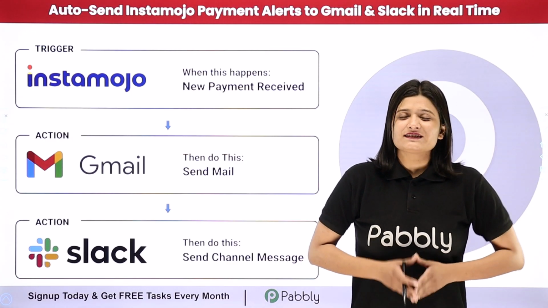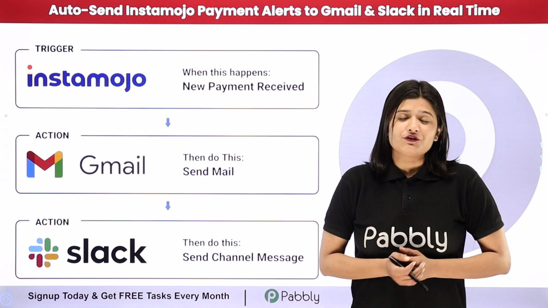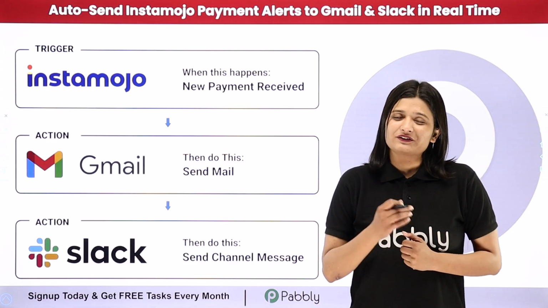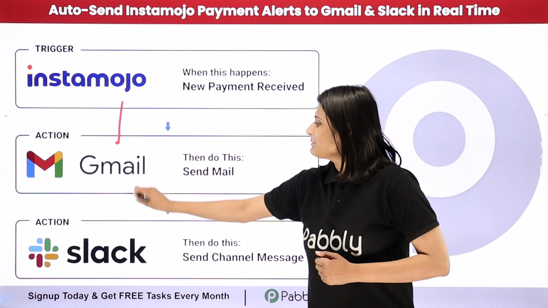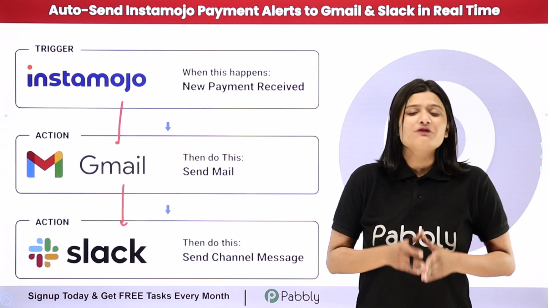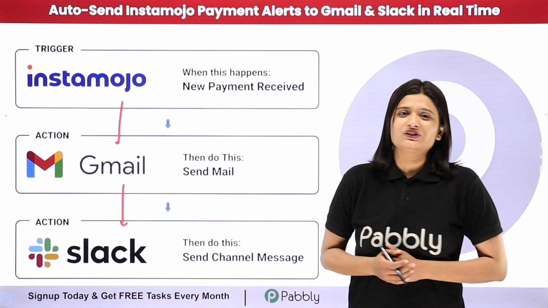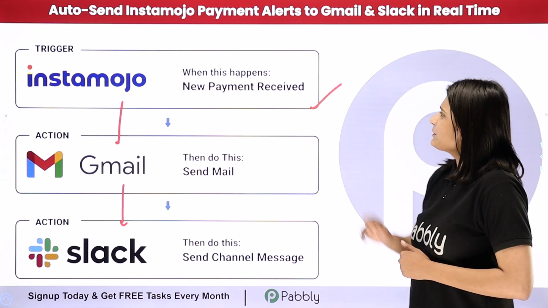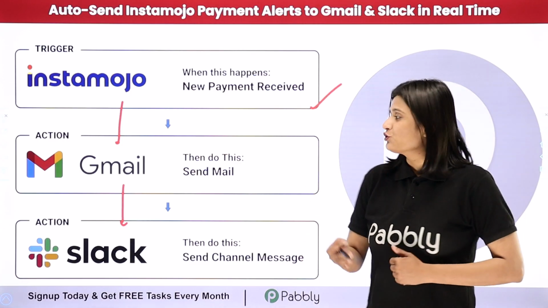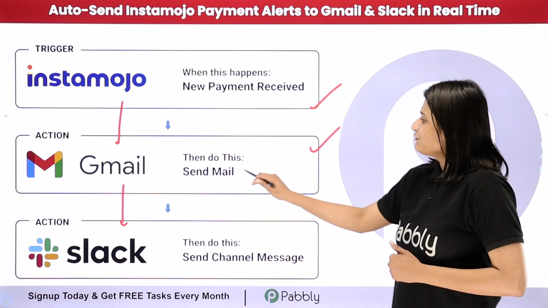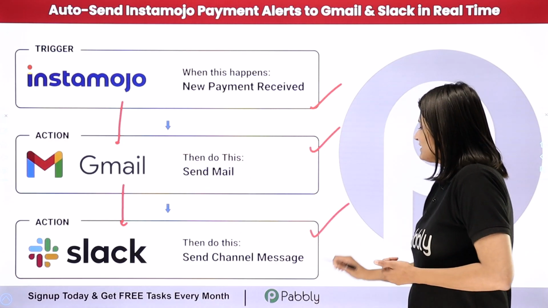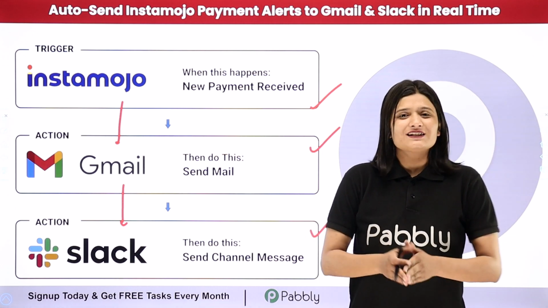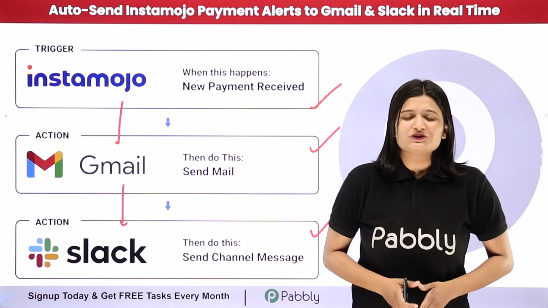So Pabbly Connect is an amazing automation and integration software which requires no coding or programming skills. Here I just need to build connection between Instamojo, Gmail and Slack. With the help of Pabbly Connect, I'm going to build this connection in such a manner that whenever I'm going to receive a new payment in Instamojo, I'm going to send the payment confirmation to my customers using Gmail, and then to my team, I'm going to send a channel message. Now, if you want to learn the step-by-step process, then let me take you all to my screen.